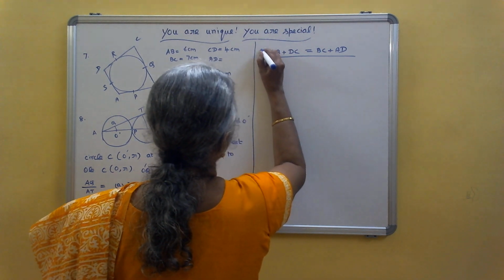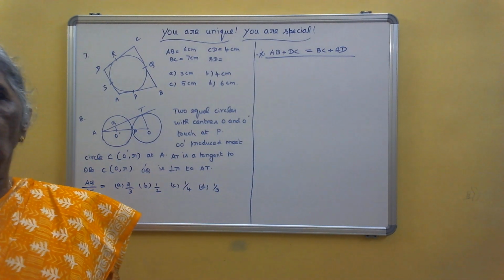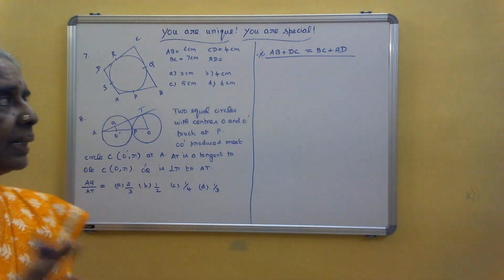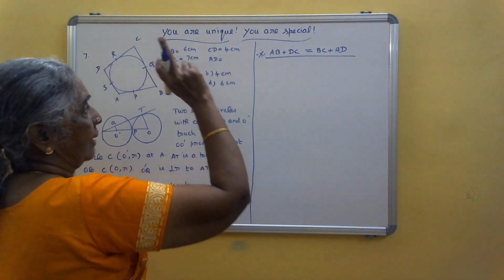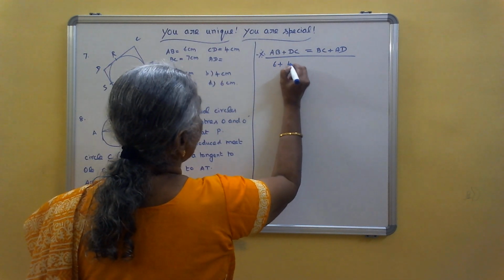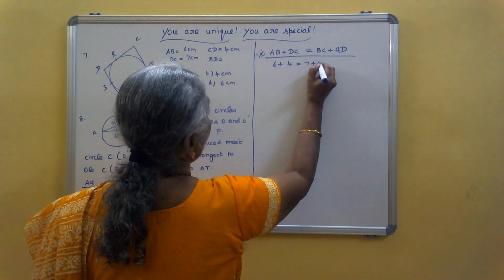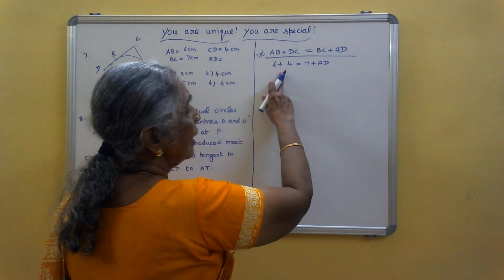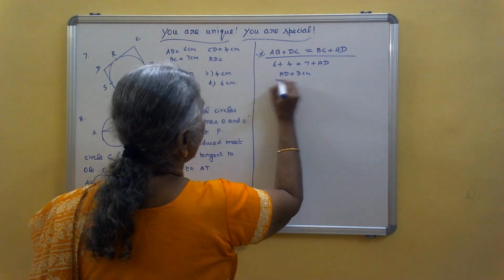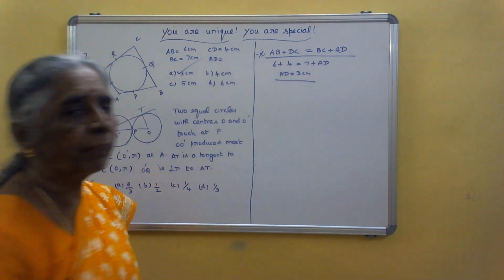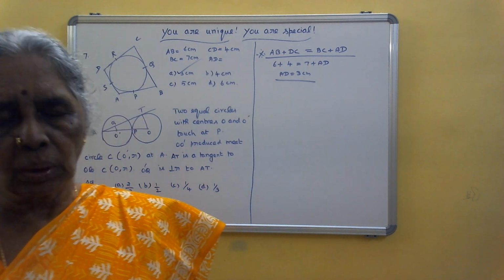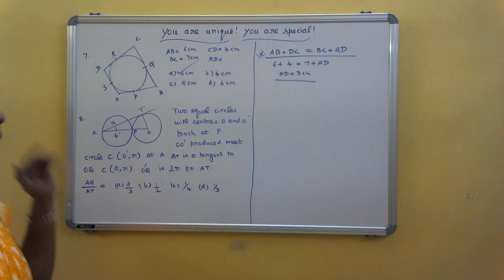If you know this, it is easy. You need not be proving anything because it is an MCQ, so you need not write any steps. So know this fact. Now it is very simple. AB is 6 and CD is 4. BC is 7, plus AD we want to find. 10 minus 7 is 3. So your AD is equal to 3 centimeters. The sum is very simple once you know that concept.